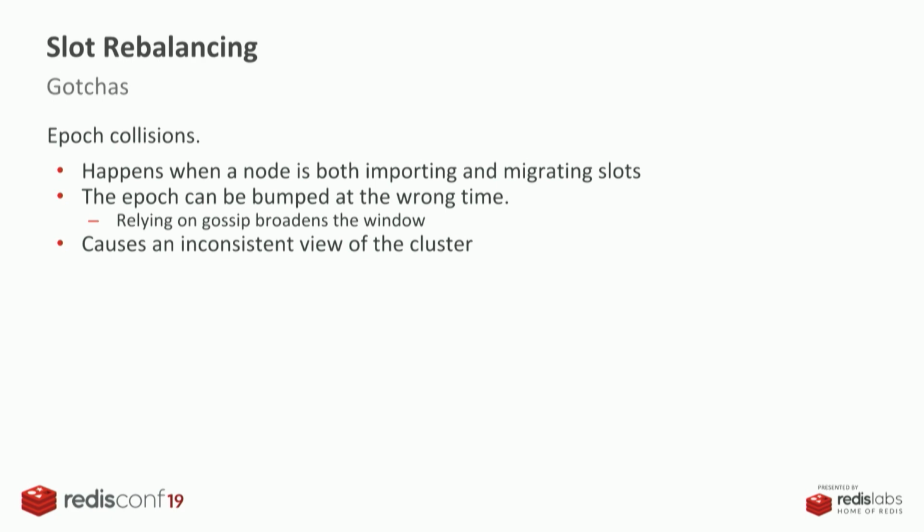What can happen is this epoch is more or less a timestamp that is used for collisions. So when you migrate, when you import a slot, you will bump your epoch to say, I now own this slot, and I own it at this timestamp. And this timestamp is +1 of the highest known epoch every other node has in the cluster.